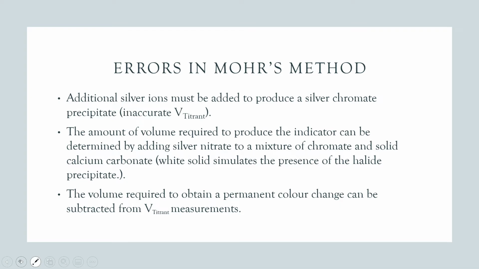In a separate process, we can add silver nitrate to a mixture of chromate and solid calcium carbonate in a solution. So if you mix around chromate solution with calcium carbonate, because the calcium carbonate's insoluble and is a white powder, it looks really similar to the halide precipitate. So you can mix that around and just add a little bit of silver nitrate until you get that positive indicator coming through, so that orange color that we just saw in the previous GIF. And by setting that up beforehand, we can figure out how much silver nitrate was actually needed to be added to the chromate, and we could subtract that volume from our titrant measurements to make it as accurate as possible.